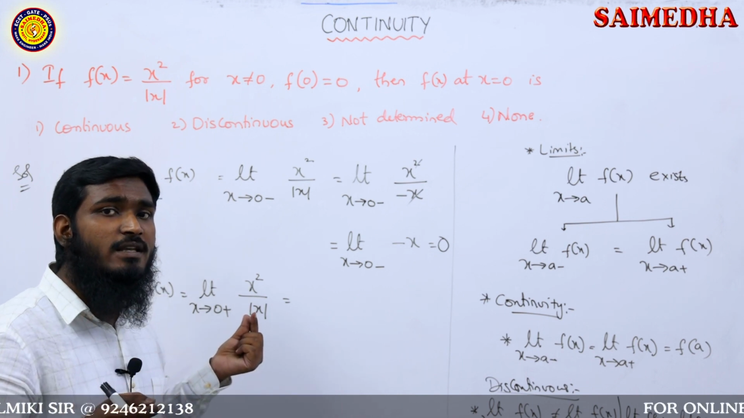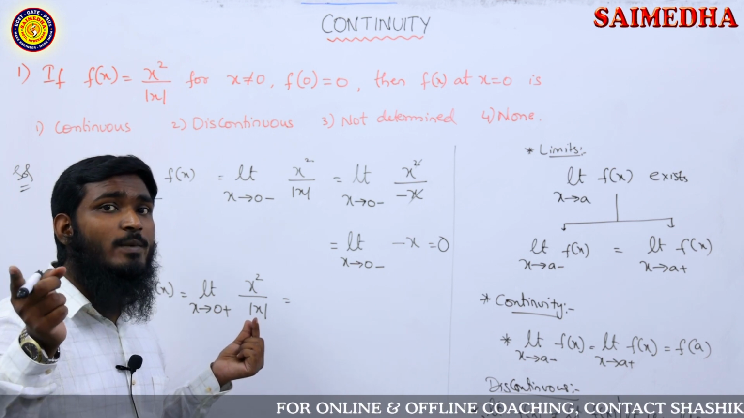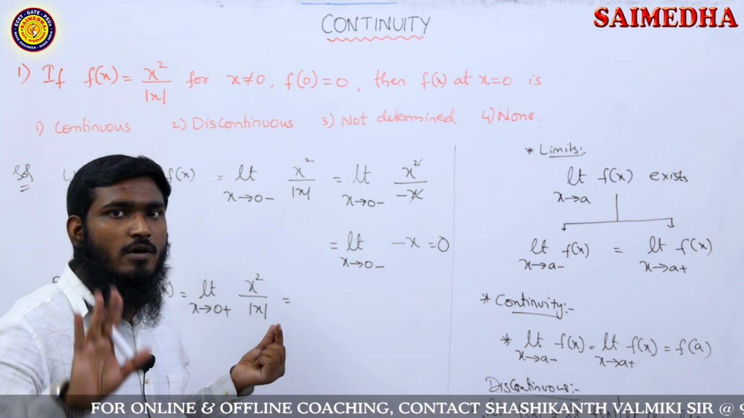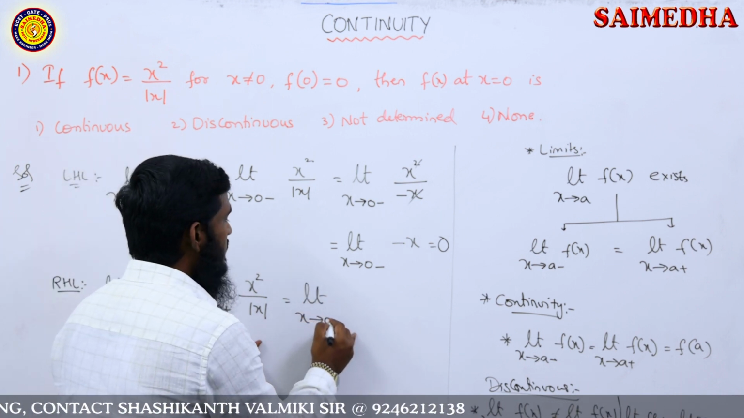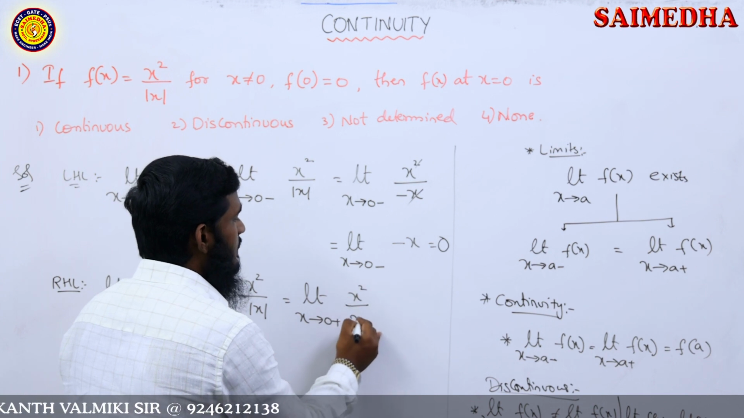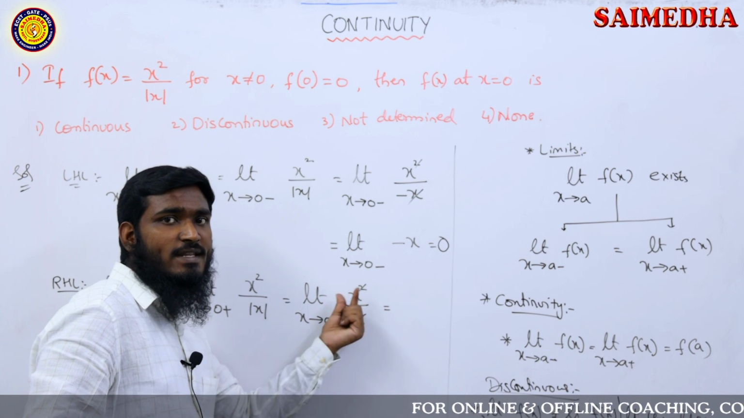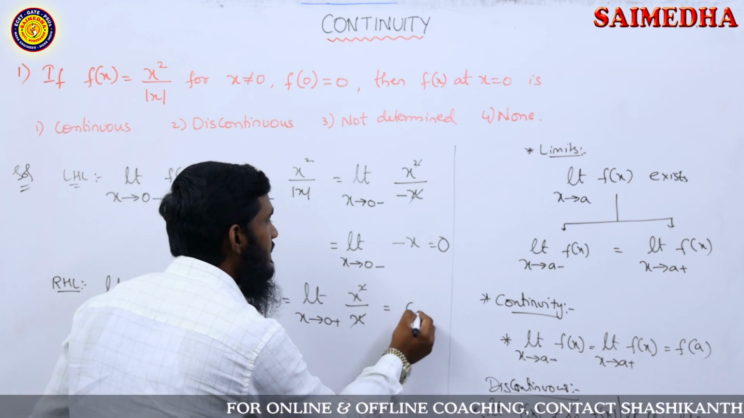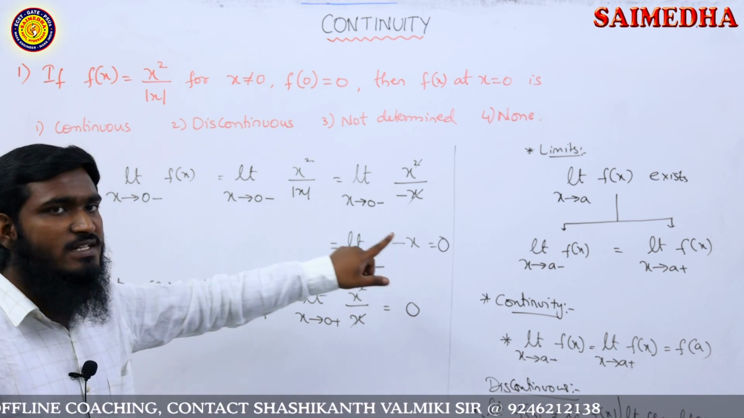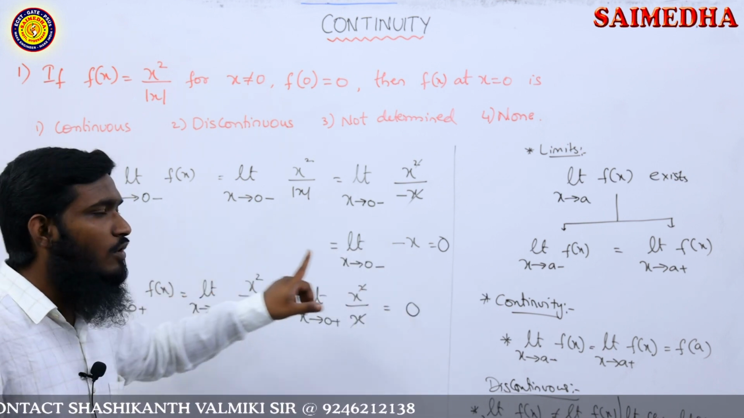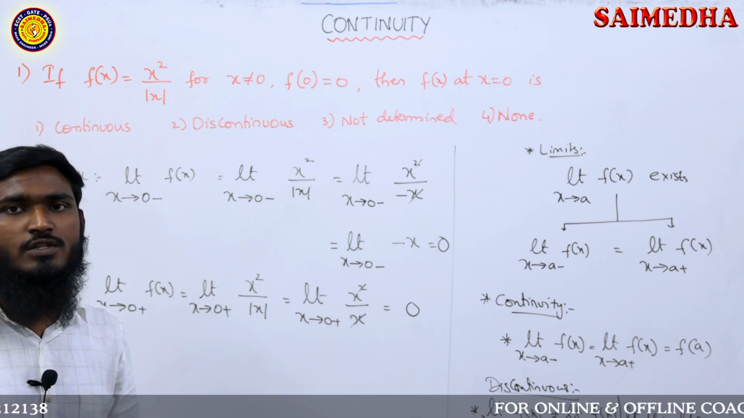If positive numbers are there, f of x value is greater than 0. F of x value is greater than 0 means what we have to take it as? It is equal to f of x. So this part can be written as limit x tends to 0 plus x square divided by x. One x gets cancelled, and whenever you substitute the x value, the final answer we get is 0. Okay. So what we have got over here: LHL value is equal to 0, RHL value is also equal to 0. So the limit exists and the limit value is equal to 0.